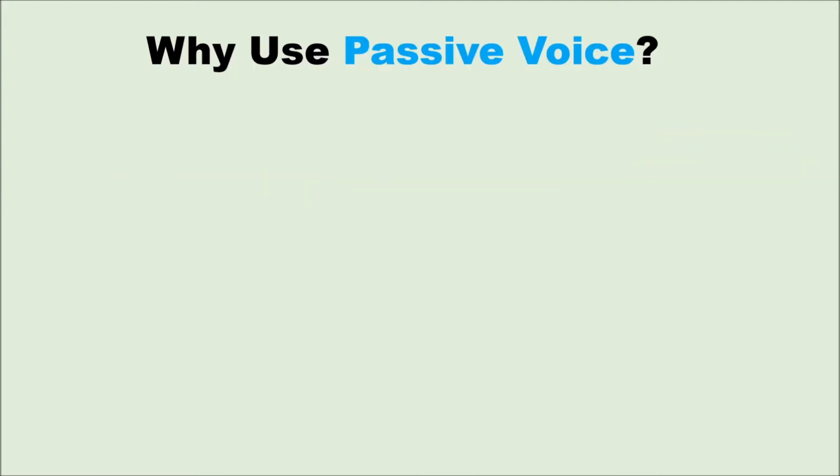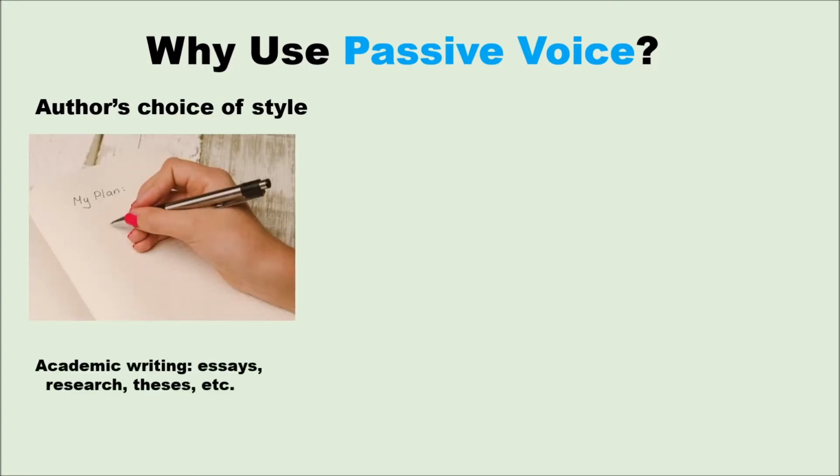Why use passive voice? The first reason is because it's the author's choice of the style. If you are sitting down to write some kind of essay or research or theses, you will use a lot of passive voice. Also, for any of the proficiency tests, for example, TOEFL, IELTS, TOEIC, CPE, CAE, PTE, you will need to show your ability to use passive voice. Finally, we use it for paraphrasing as well. Another reason is that the subject is unnecessary to the meaning of the sentence.